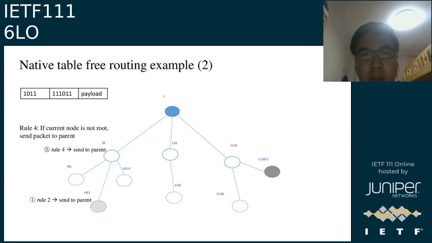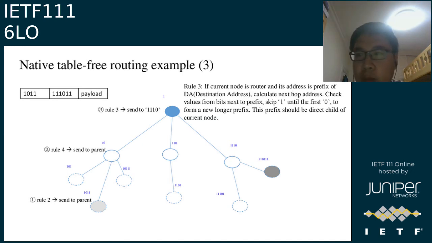And when the packet arrives at node 10, rule 4 matched first, so the action is to send to its parent, the root node, with address 1. And at the root, rule 3 matched first, so the destination should be located in the subtree of this node. Then we calculate the direct child of this node and send to the next layer child node with address 1110.